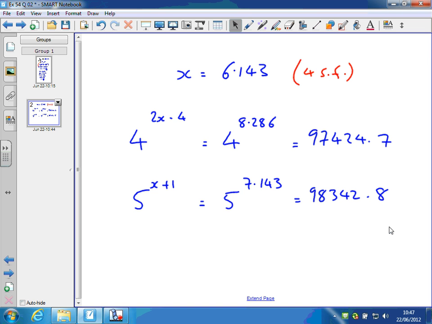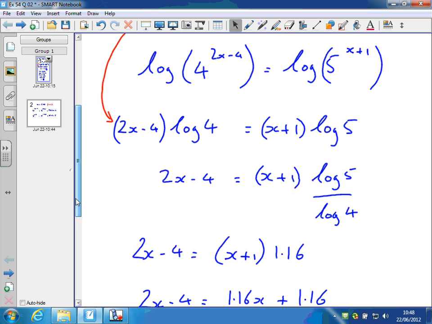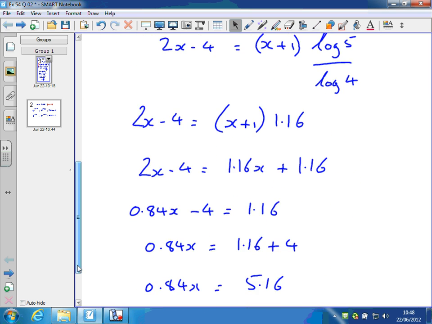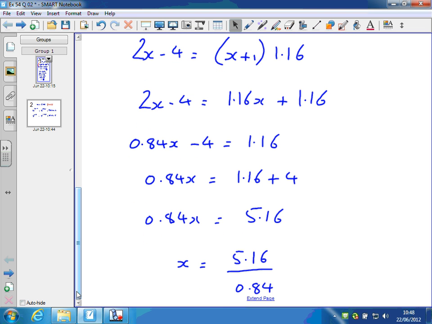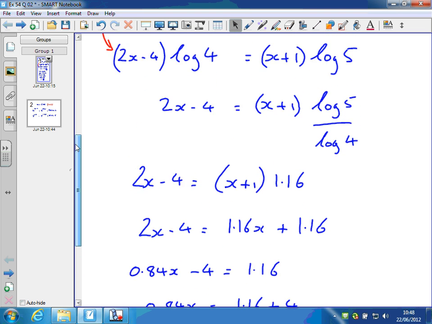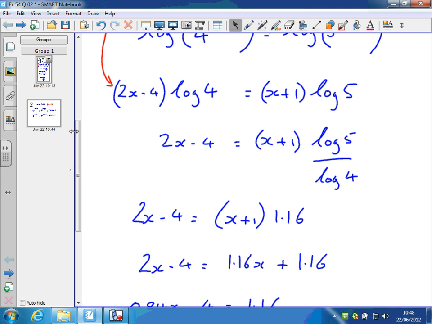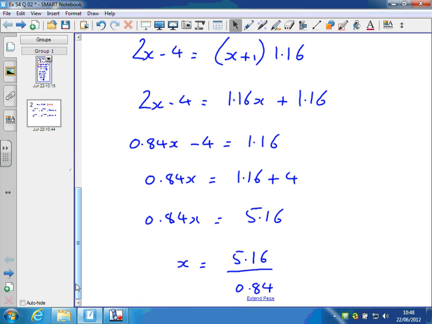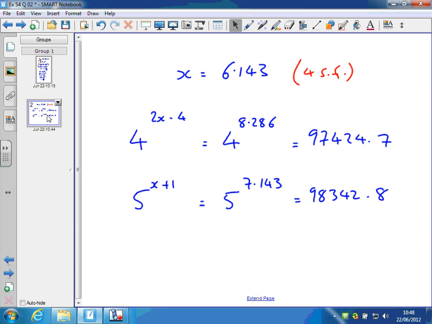And that's a rounding issue. When I rounded my value of x originally, to get 1.16 or x equals 5.16 over 0.84, there's lots of rounding going on in here. First of all, I rounded the answer to log 5 divided by log 4 to get 1.16. I gave that to 3 significant figures. And then I divided 5.16 by 0.84, and that too was a rounded answer to 4 significant figures. So I'm rounding, and note the difference in the answers.